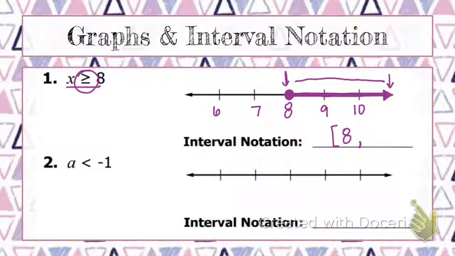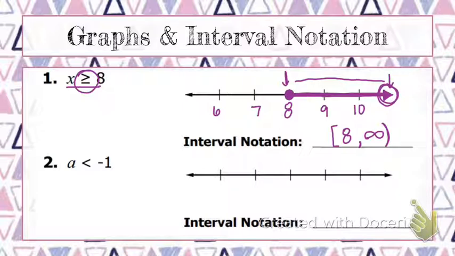So this arrow means that it goes to infinity. So we are going to use this symbol, and it's like a sideways 8 that means infinity. And anytime you have infinity in your answer, you always use a parenthesis. So infinity always gets a parenthesis. And that is your interval notation.